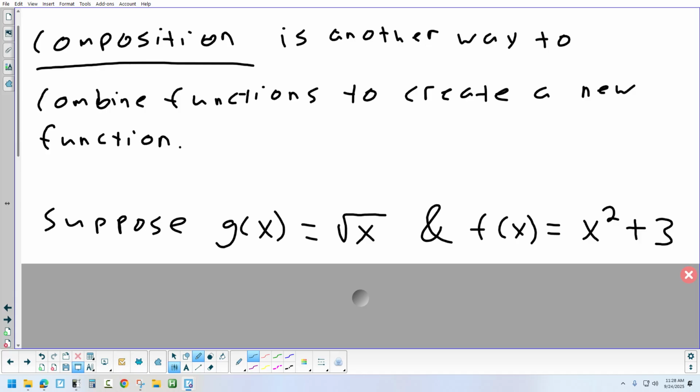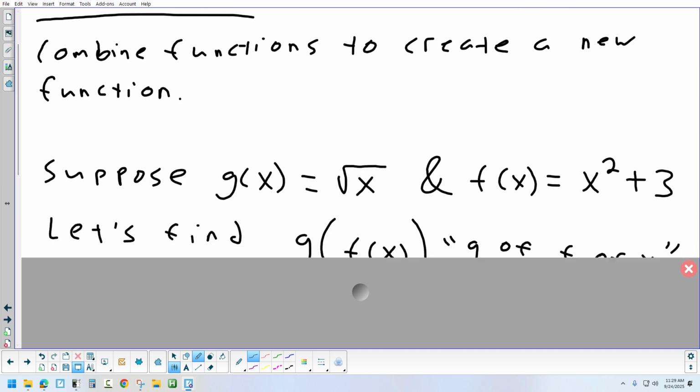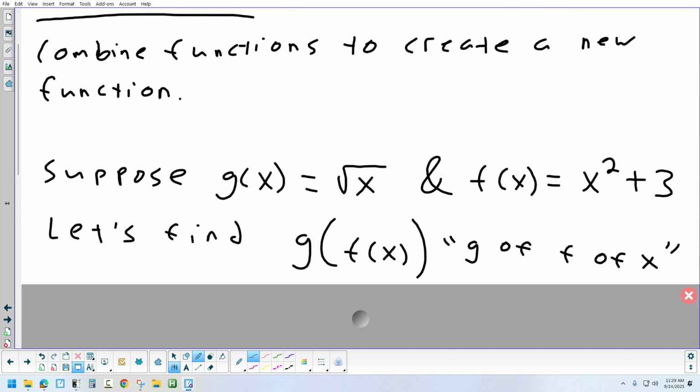So here's our two functions. When I compose these two functions together, there's two ways I can do it. I can either plug G into F or F into G. It's two different things. The first way I'm going to do it is I'm going to plug F into G. Okay, so this is G of f of x.